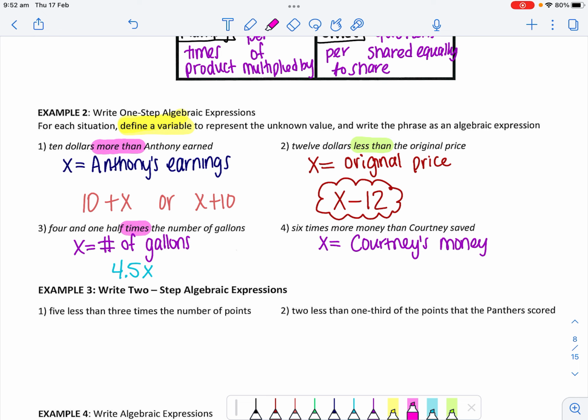And I'm doing multiplication because it says times. So I'm going to say 6x. And another thing to pay attention to with the way that I wrote these two expressions for number 3 and number 4, the number comes first and then the variable. So that coefficient comes first and then your x. When we write our algebraic expressions, we do not want the variable to come first. You're going to write the coefficient, or the number that goes next to the variable, first, and then you can go ahead and write your variable.